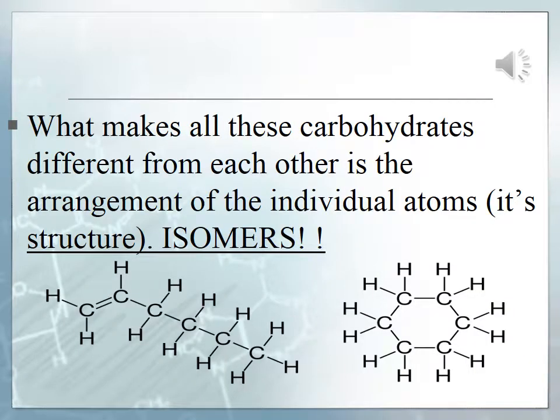What makes all these carbohydrates different from each other is the arrangement of the individual atoms. Its structure, that's what makes it different from each other. So they're isomers. They're like cousins of each other.